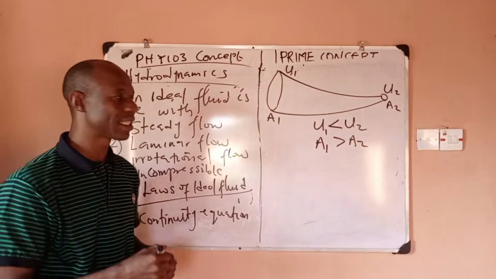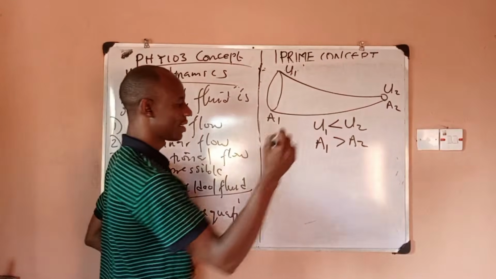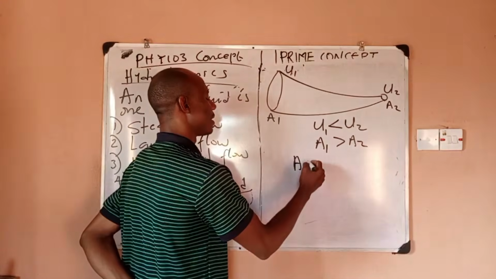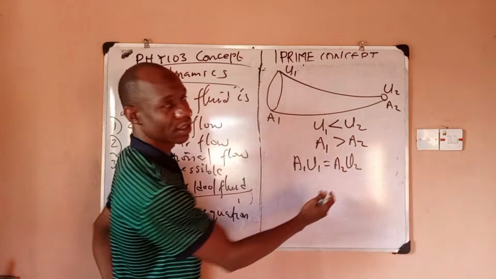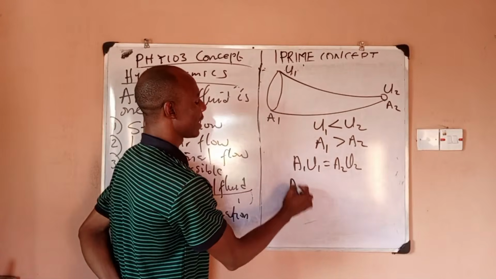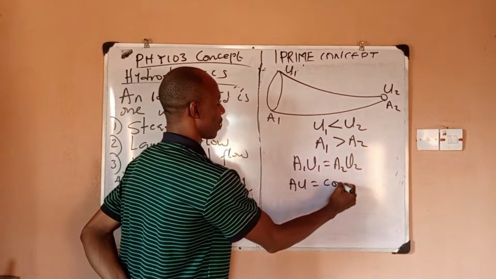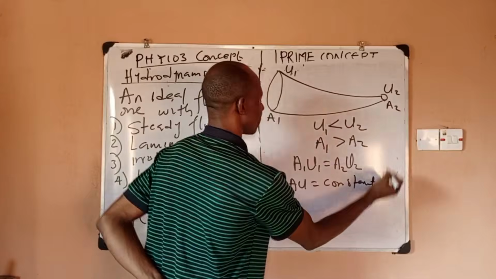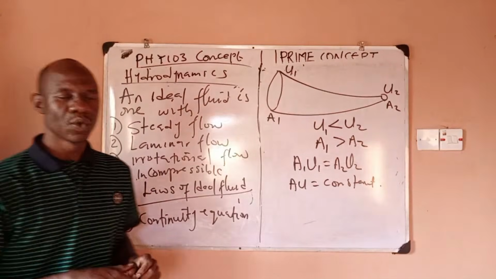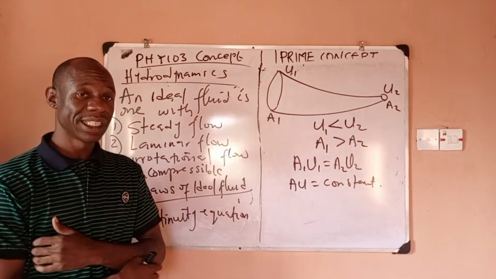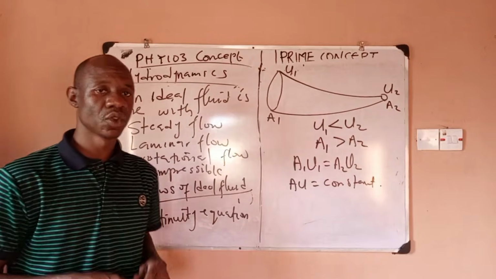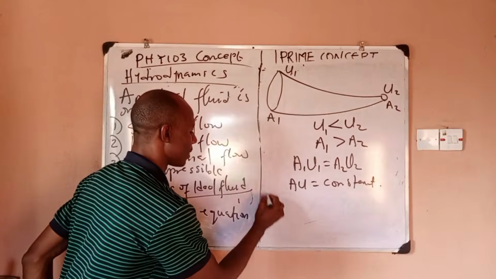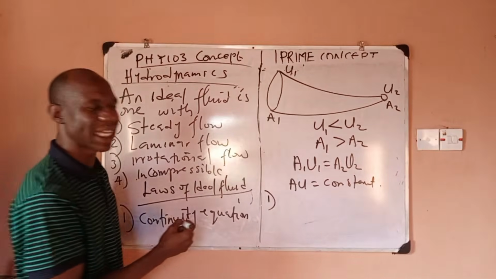And what is the mathematical form of the continuity equation? It is saying that A1 U1 equals A2 U2. That is the continuity equation. Or you can say area times velocity is what? Constant. This is the continuity equation. Now, this equation was derived from two major ideas, and I'm going to mention those two ideas. Number one is what you call mass flow rate.